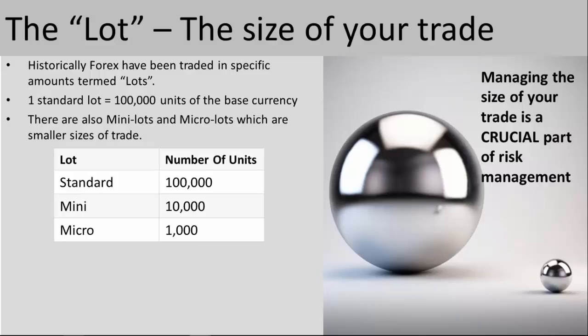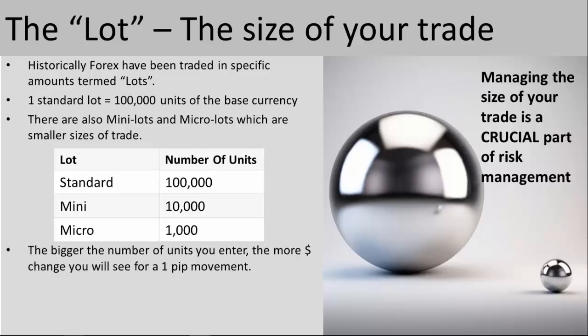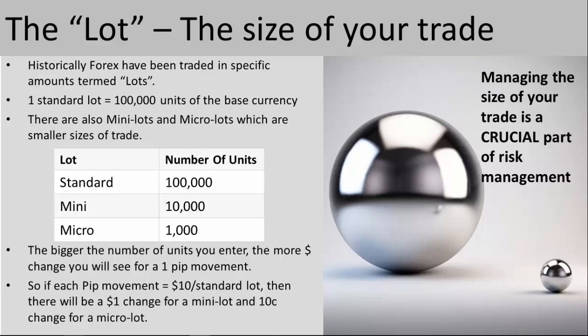So a mini lot would be 10,000 units of the base currency, whereas a micro lot would be 1,000 units of the base currency. The bigger the number of units you enter, the more dollar change you'll see for a 1 pip movement. So if each pip movement equals $10 per standard lot, then there'll be a $1 change for a mini lot and a 10-cent change for a micro lot.